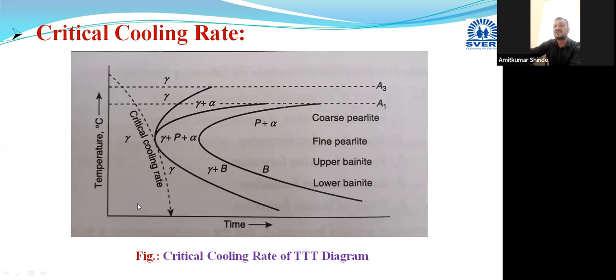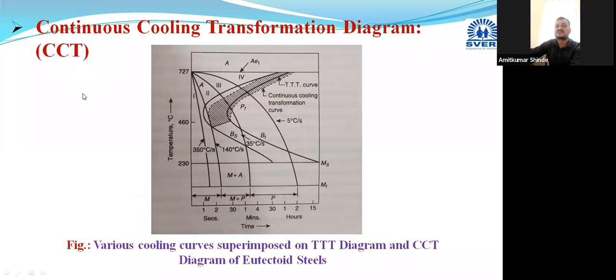today. And after this critical cooling rate, we discussed the next diagram, that is the continuous cooling transformation diagram, the CCT diagram, and we compared it with the TTT diagram. Then we considered different cooling rates and their microstructure at room temperature depending on the cooling rate.